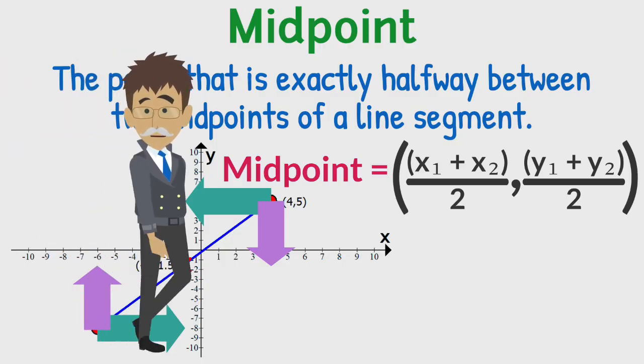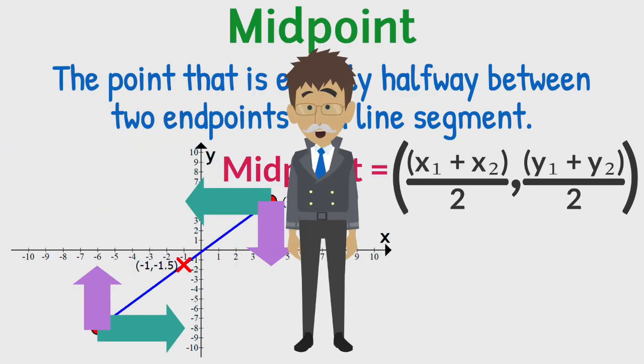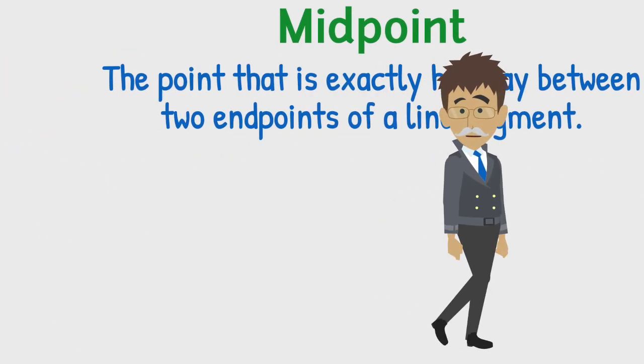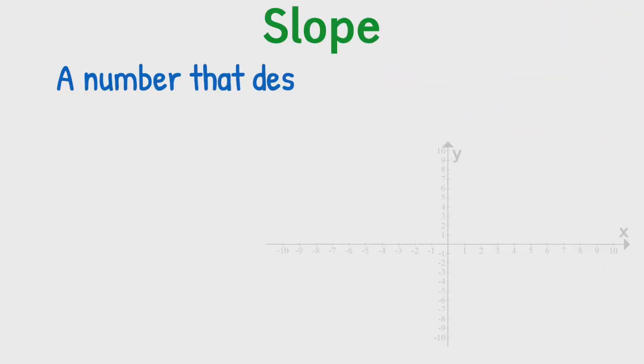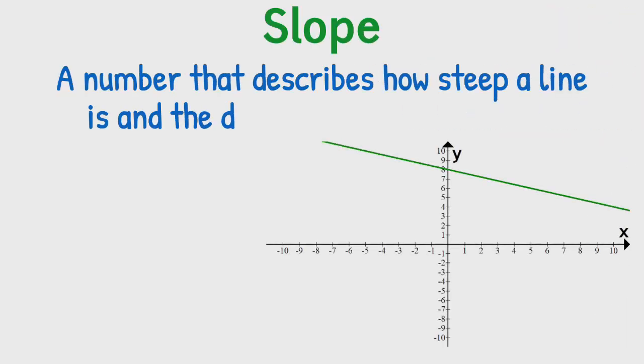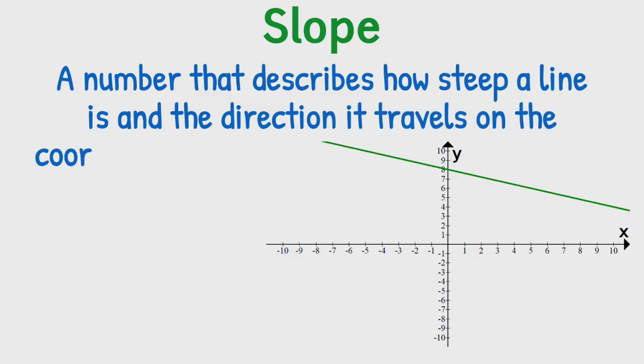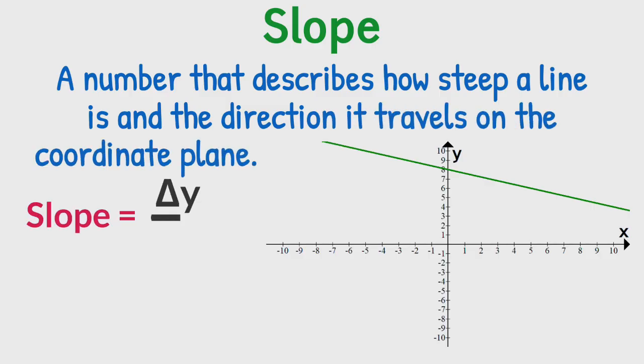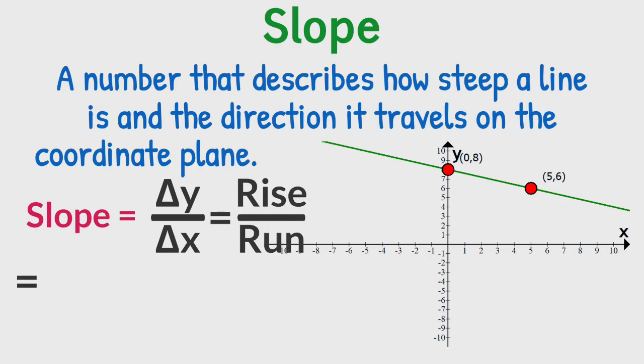With distance and midpoint in hand, let's turn to the third essential measurement of the coordinate plane, slope. Slope. A number that describes how steep a line is and the direction it travels on the coordinate plane. Slope is calculated by dividing the vertical change by the horizontal change between any 2 points on a line. Slope is also known as rise over run, or y sub 2 minus y sub 1 divided by x sub 2 minus x sub 1.